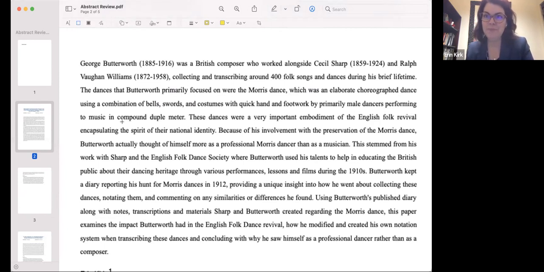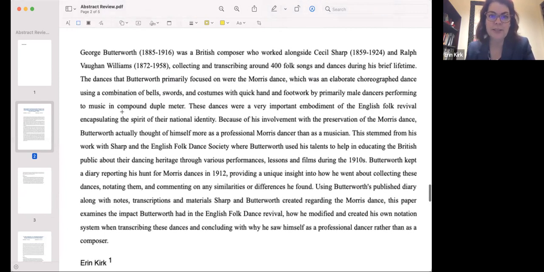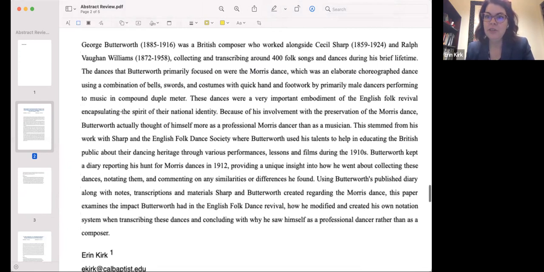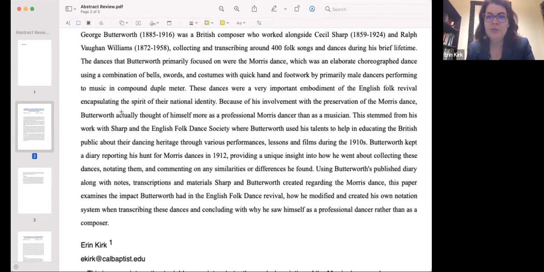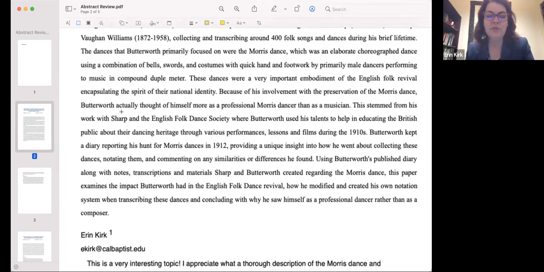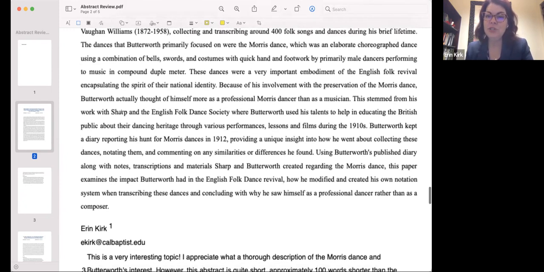Are you trying to picture it? I'm trying to picture what that dance would look like. These dances were a very important embodiment of the English folk revival, encapsulating the spirit of their national identity. Because of his involvement with the preservation of the Morris dance, Butterworth actually thought of himself more as a professional Morris dancer than as a musician.